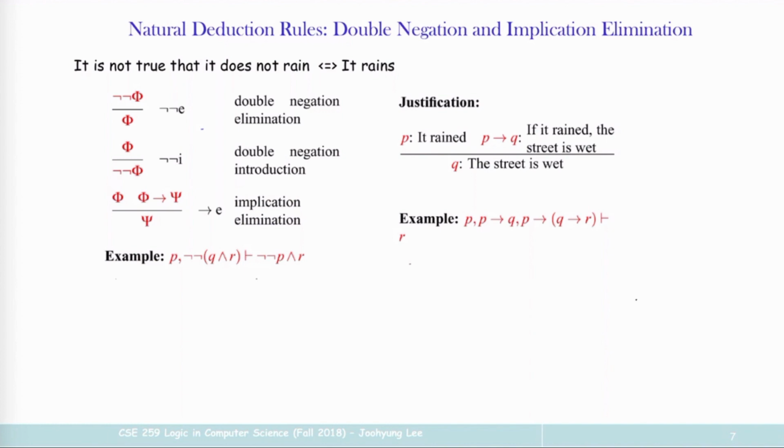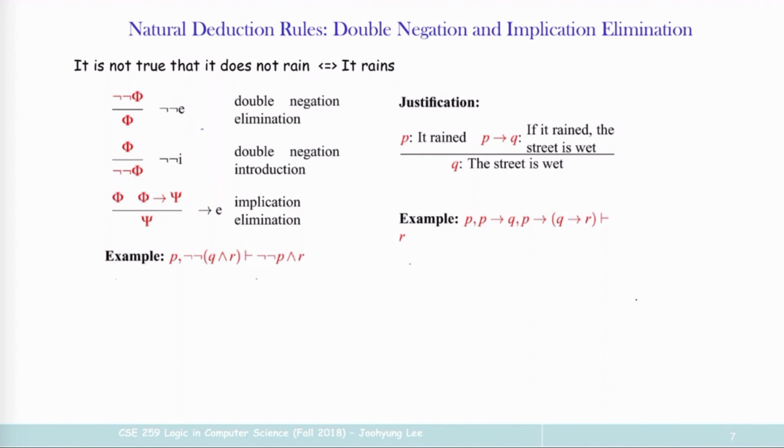And we talk about the implication elimination rule, which is also known as modus ponens, which is very intuitive, and this is something that you already know from your daily lives. If you know that P is true, and if you also know that P implies Q is true, then you can derive Q is true.